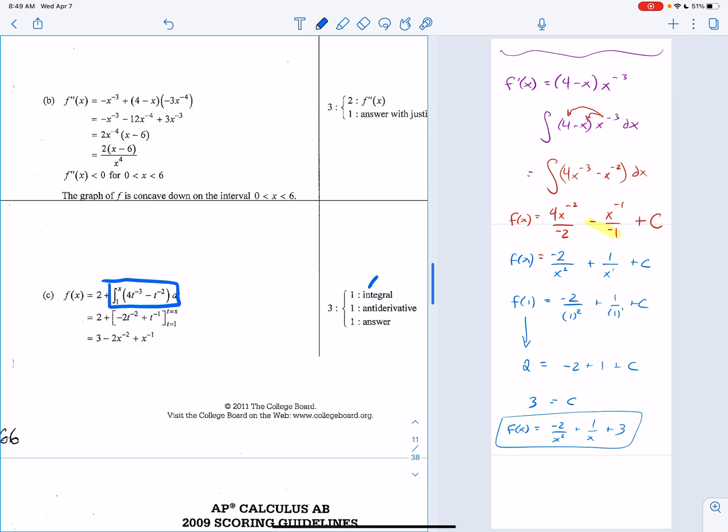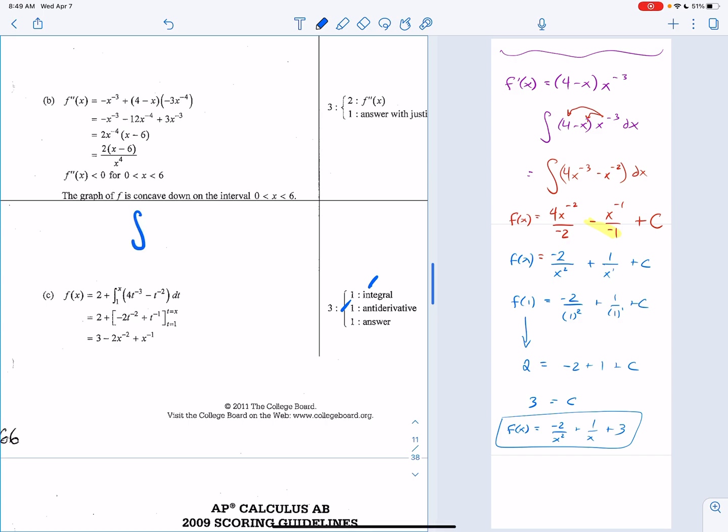And then they give you 1 point for knowing how to integrate, which is everything on the inside here. And then 1 point for the answer. Now, some of you are probably asking, what the heck did they do in the scoring guidelines? Instead of finding C, they did kind of what you would see in the accumulation and particle motion problem. So the alternative way is doing this.